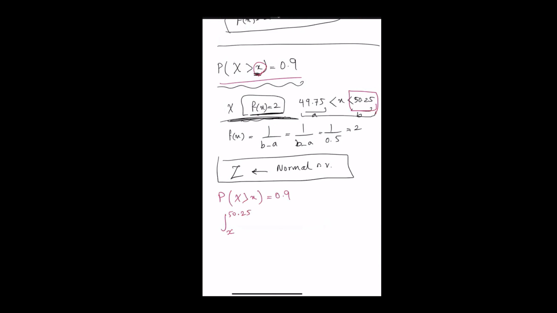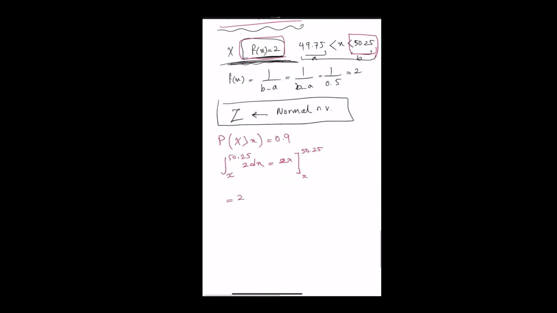F of x is 2, so the probability is the integral of 2 dx from x to 50.25. That's 2 multiplied by 50.25 minus 2x. So this is a number I have to replace instead of this x. So that's basically 2x, and this, I want it to be 0.9.